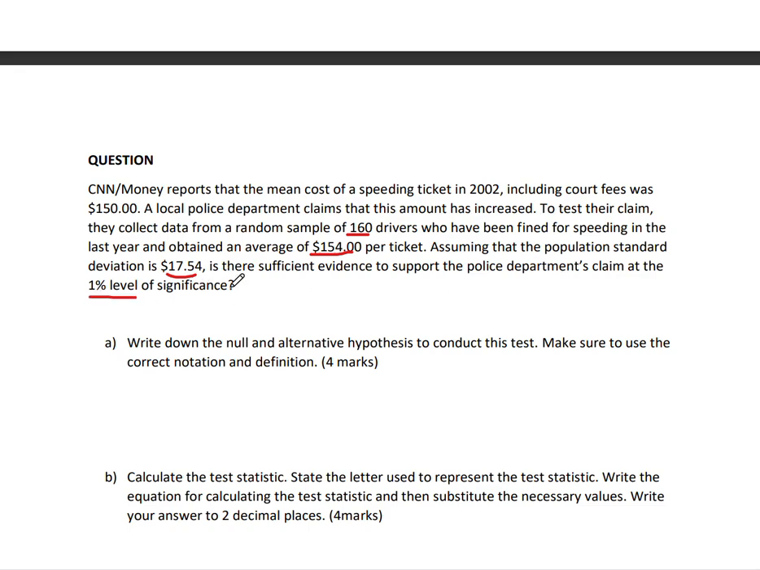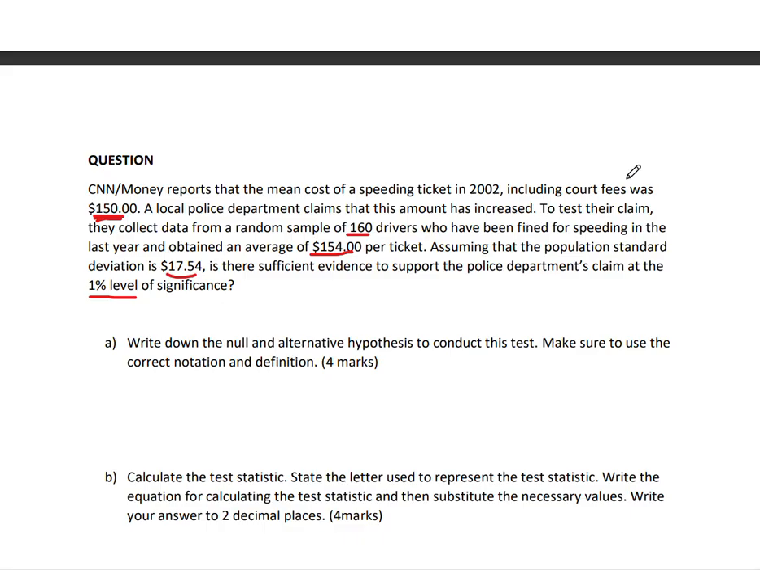So what we're asked to do here is to carry out a hypothesis test for means. In other words, we're asked to test the claim by the police department that the mean cost of a speeding ticket has increased from what was obtained in the status quo. So we're challenging the status quo, which is that the mean cost of a speeding ticket, including court fees, is $150. That is the established value that we are challenging, based on the hypothesis generated by the police department, which claims that this value has increased from their observations.